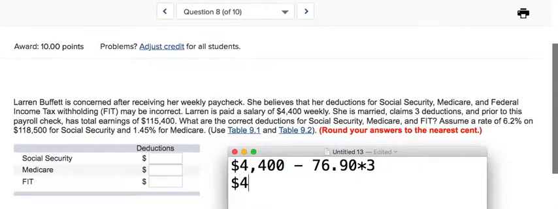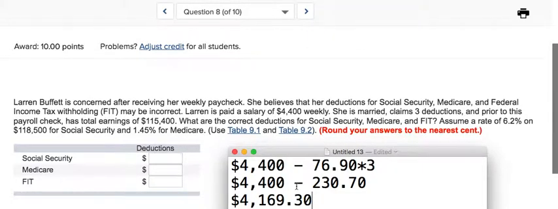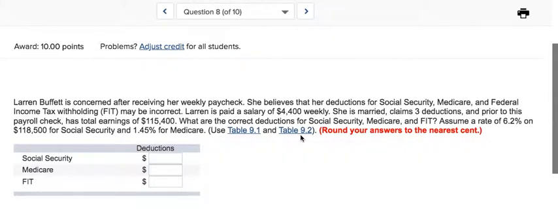So we got $76.90 times 3 gives us $230.70. So once you subtract those two, you get $4,169.30 after deductions. So we need this number to look up in table 9.2 to find out how much we're deducting in taxes.